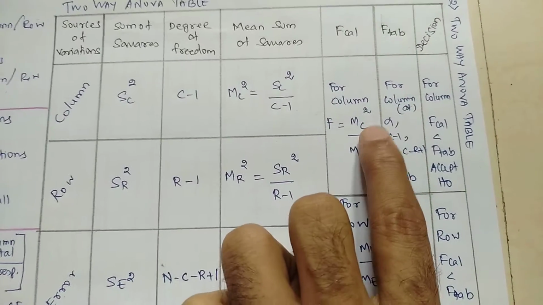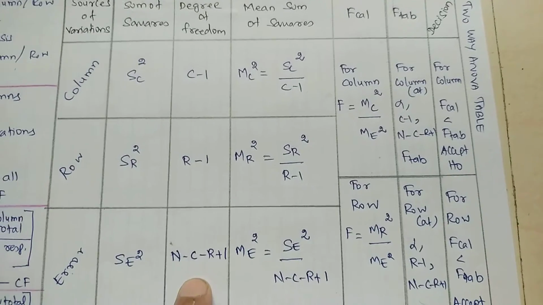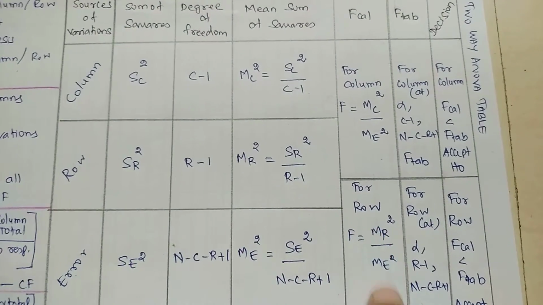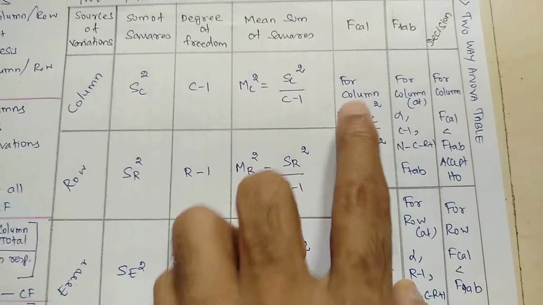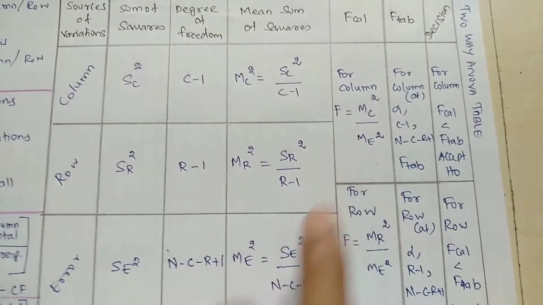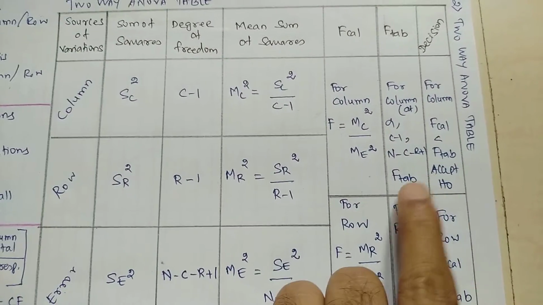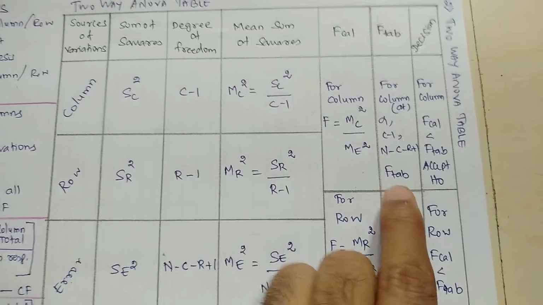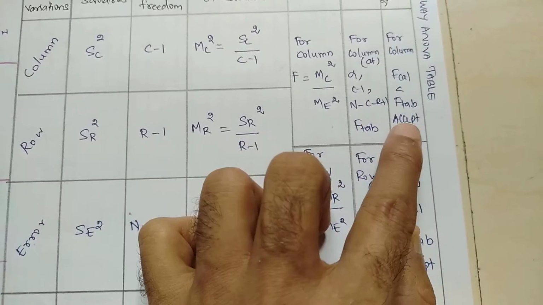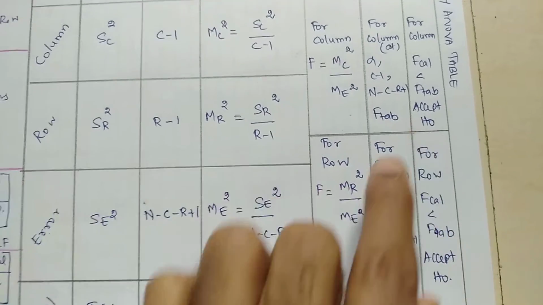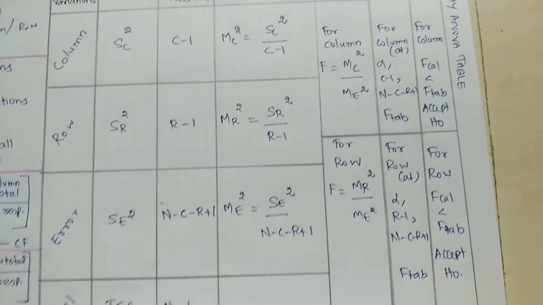For column, here how we are dividing? MC square divided by ME square. So that means C minus 1 comma N minus C minus R plus 1. For row, MR square divided by ME square. So that means R minus 1 comma N minus C minus R plus 1. Suppose for column, if you are dividing ME square divided by MC square, then N minus C minus R plus 1 comma C minus 1. Based on that only we need to refer the table value. So we got that calculated value, we got the table value. As usual, if calculated value is less than table value, you have to accept H0. Similarly for rows. So that means here we are going to give conclusion on both rows and then columns.